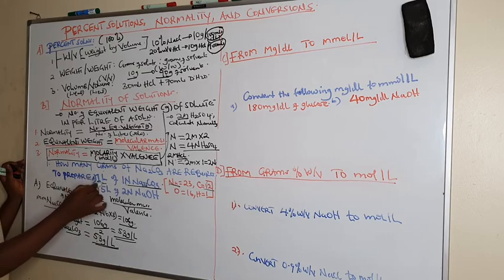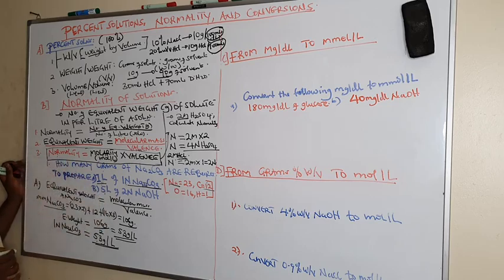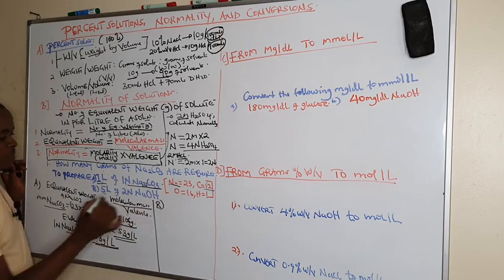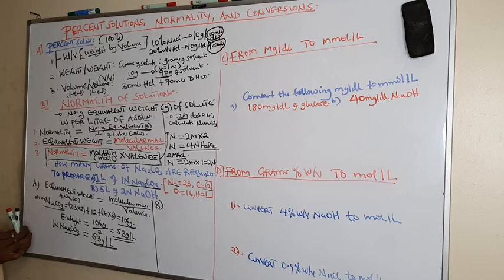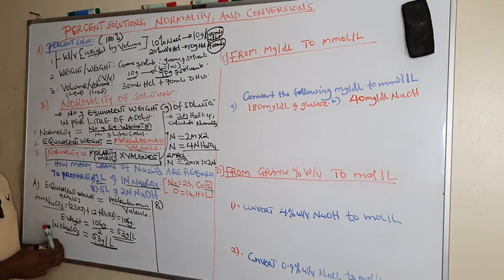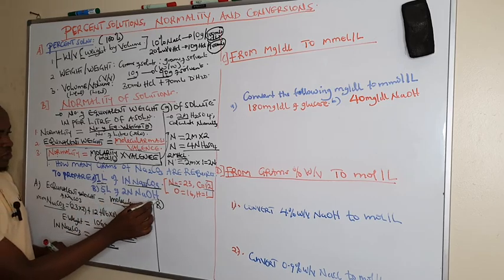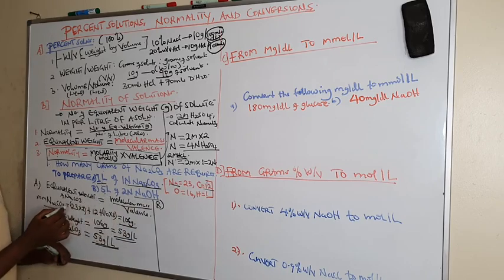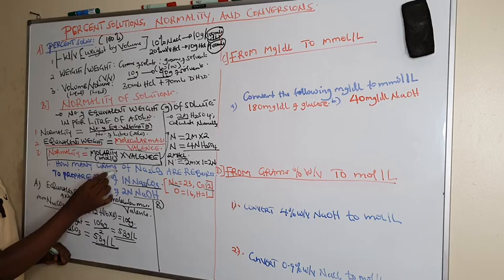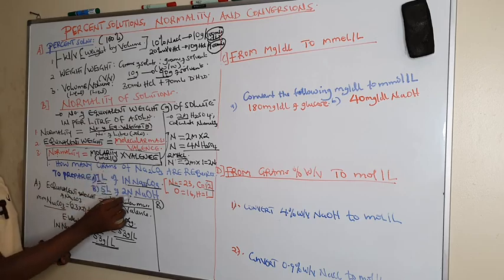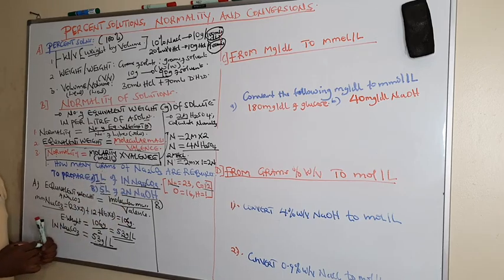So if it was more than 1, we would have multiplied, the way we are going to see under this example, example B, where we are required to calculate how many grams of sodium. Here we are using sodium hydroxide. We want how many grams are required to prepare 5 liters of 2 normal sodium hydroxide.